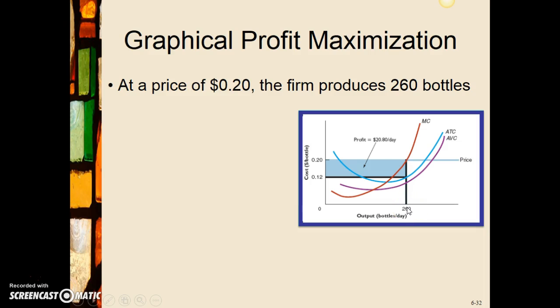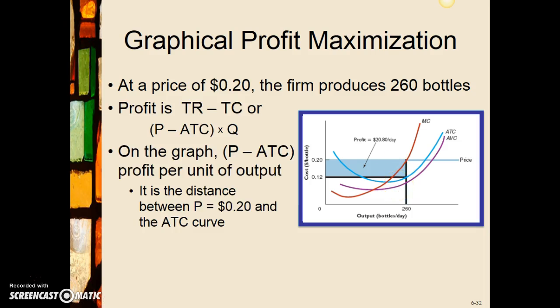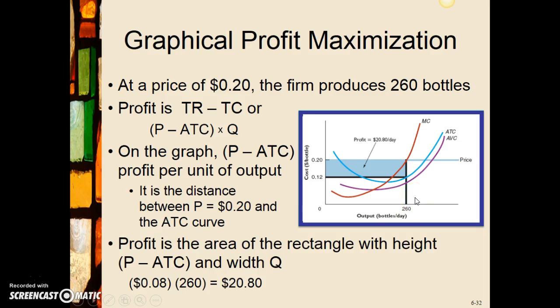If we were at a different price, then price would cross marginal cost at a different place, and we would have a different total cost and variable cost. So in this case, the firm is earning positive profit, and remember, profit is quantity, this Q, times price minus average total cost, this equation right here. Price is 20 cents, average total cost is 12, so 20 minus 12 is 8 cents. 8 cents times 260 bottles a day gives us our profit. And so 8 cents times 260 gives me $20.80 of profit a day.